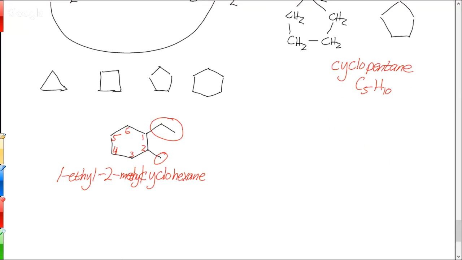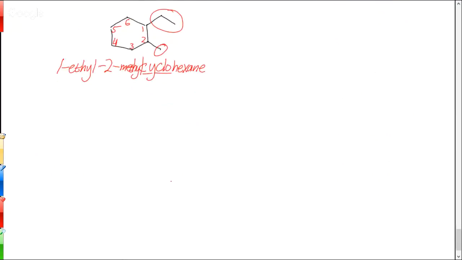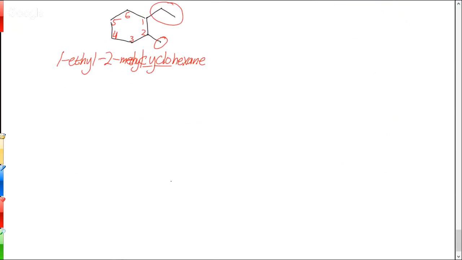And that cyclohexane is really important. That cyclo part is important because 1-ethyl-2-methylhexane would be a totally different thing. All right, so always look for that word or that shape to give you a clue as to how you're supposed to be putting these things together or naming these things. One more thing, and then we'll come back and practice this a little bit more.